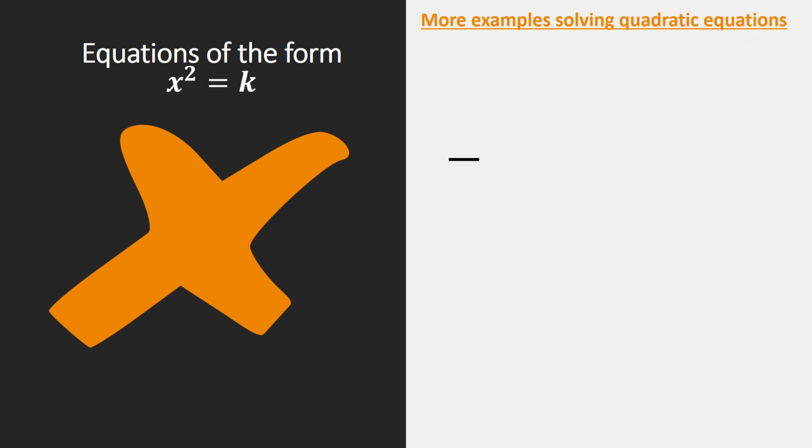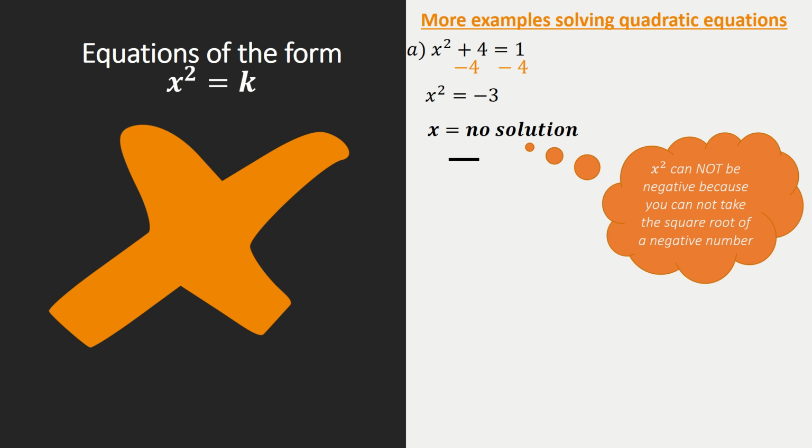Let's have a look at some more examples of solving quadratic equations. When we have a look at x squared plus 4 equals 1, you just use the same first steps as solving linear equations. So you subtract 4 on both sides. So you get x squared equals minus 3. Then we need to take the square root of minus 3 to get rid of the squared. However, it is not possible to take the square root of a negative number. So therefore, there is no solution.